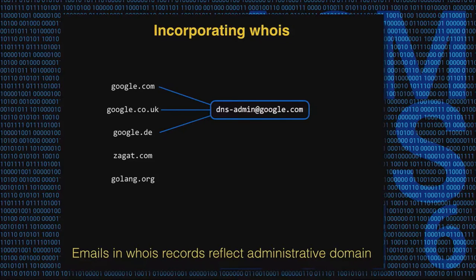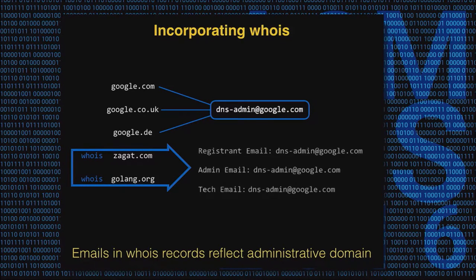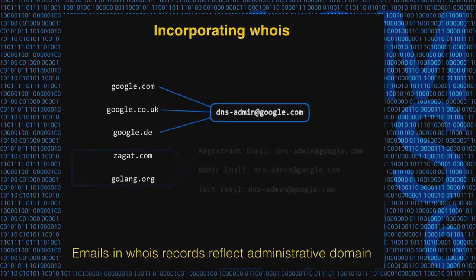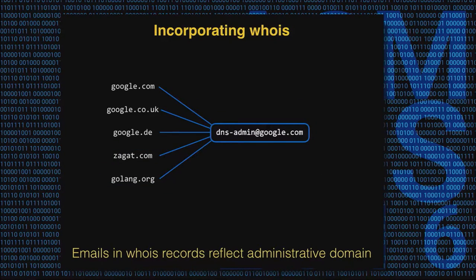But then if we look at the email addresses for zagat.com and golang.org, for example, we find that they too have the exact same email addresses. And as it turns out, Zagat and the Go language are, of course, both owned by Google. So this technique has essentially allowed us to identify this administrative relationship, even though it's not represented in the domain name anywhere. And so again, we can link these together. And these all represent conceptually the same domain organization.